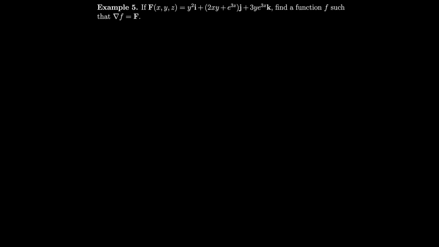As before, we'll take each of our components and we'll set them equal to partial derivatives of that potential function, because if this thing is conservative, then it must exist. And if the problem is telling us to find the function f such that del f is equal to F, we're going to assume that this function exists and that it's not a trick question.